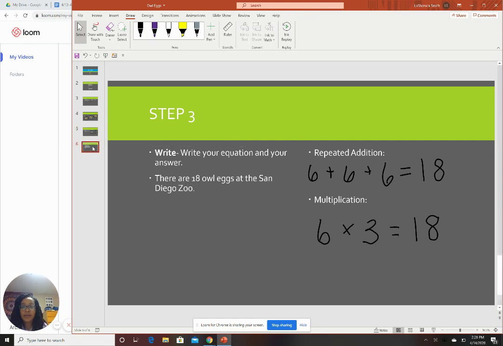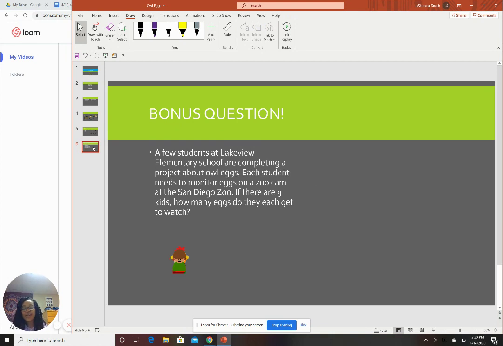All right. So now we have our bonus question, and we are going to complete all 3 steps of RDW, but we're going to do it all in one, okay, instead of breaking it up into sections. So a few students at Lakeview Elementary School are completing a project about owl eggs. Each student needs to monitor eggs on a zoo cam at the San Diego Zoo. If there are 9 kids, how many eggs do they each get to watch, okay?